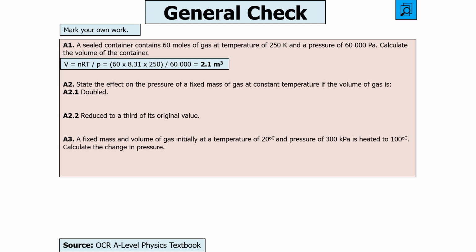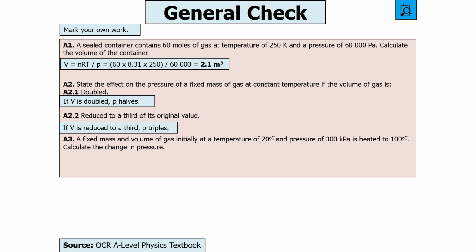We can say here, if you remember for Boyle's law, that P and V are inversely proportional to each other. So therefore, if the volume is doubled, the pressure will halve. And if the volume is reduced to a third, well then P would increase by 3, or would triple.